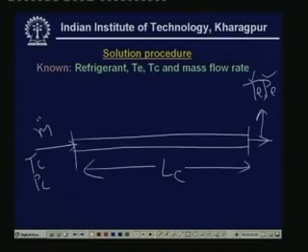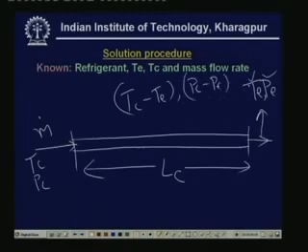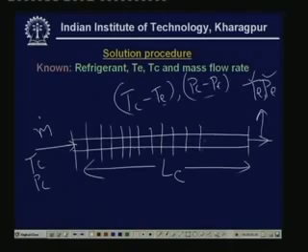So all these things are known to us, temperatures are known, pressures are known, and we also know the mass flow rate. So if you look across the capillary, a temperature drop of Tc minus Te is taking place. Similarly, a pressure drop of Pc minus Pe is taking place across the capillary. We have to find out what is the length of the capillary, so that this much temperature drop and this much corresponding pressure drop can take place across the capillary. So what we do is we break this capillary tube into several small elements.